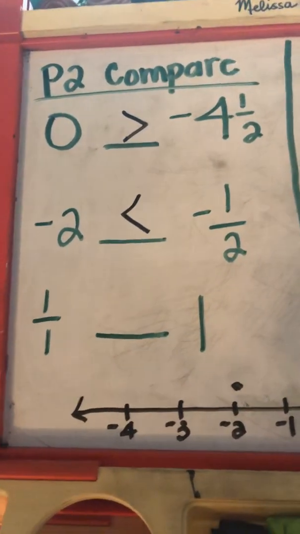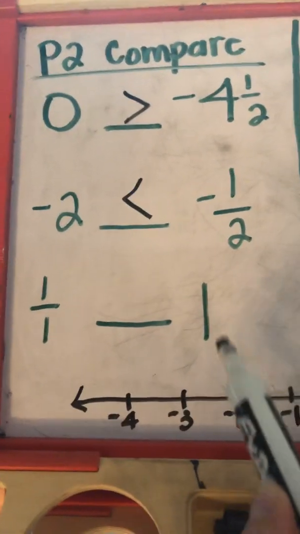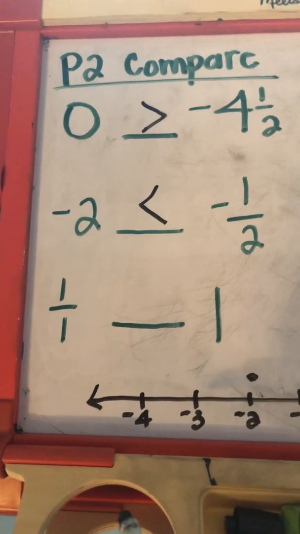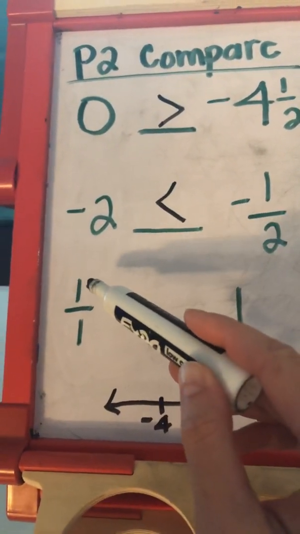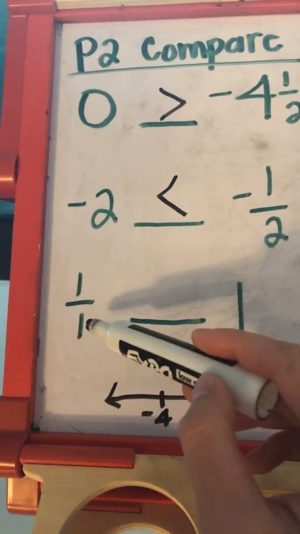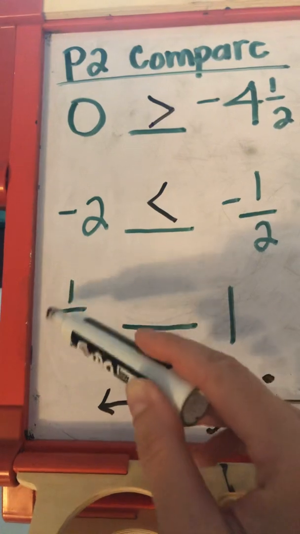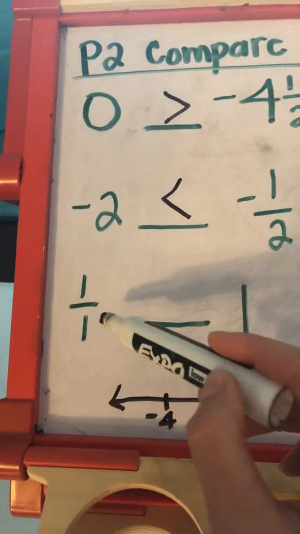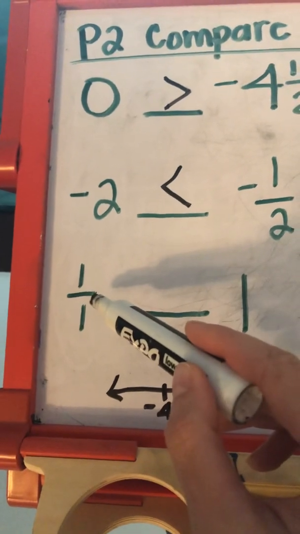All right, let's look at our third one here. We've got 1/1 and then 1. Now, we know that if we have the same numerator and same denominator, it equals a whole number. So this whole number would be 1.